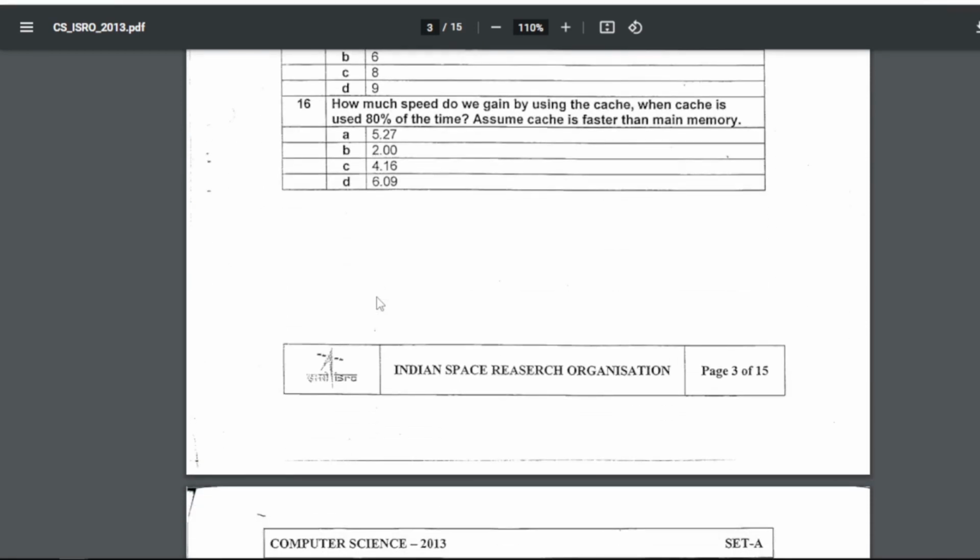Question number 16 is how much speed do we gain by using the cache when cache is used 80% of the time? Assume cache is faster than the main memory. So in this particular case, you will get the answer as 4.16, that is option C. If you solve this, the efficiency, you will get 4.16 speed gain by using the cache when cache is used 80% of the time.